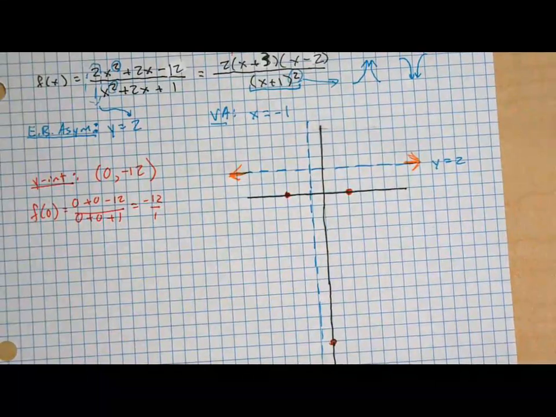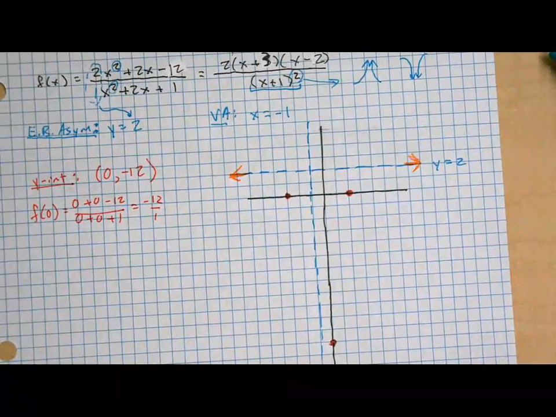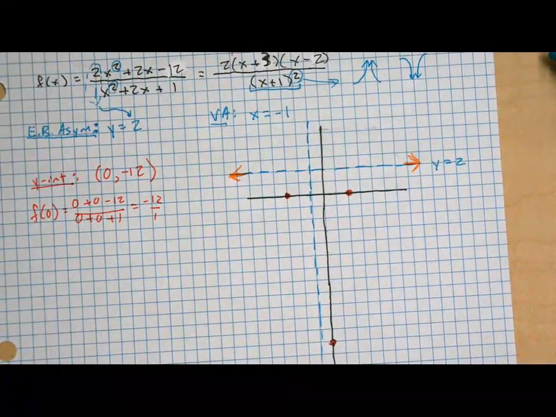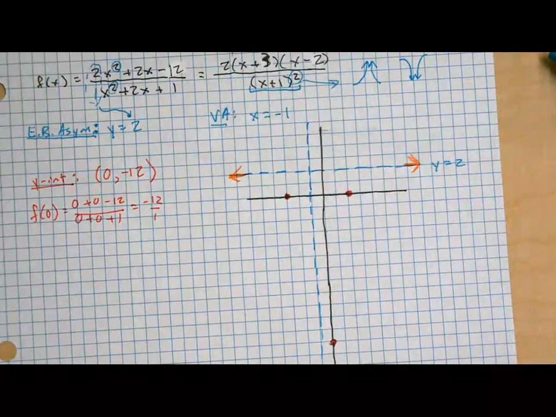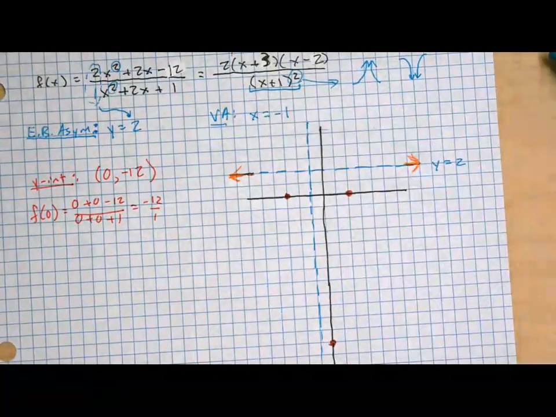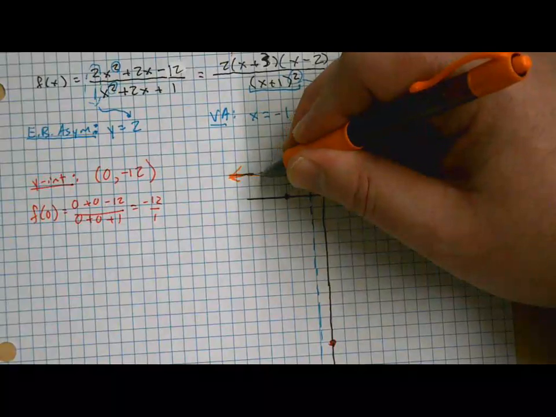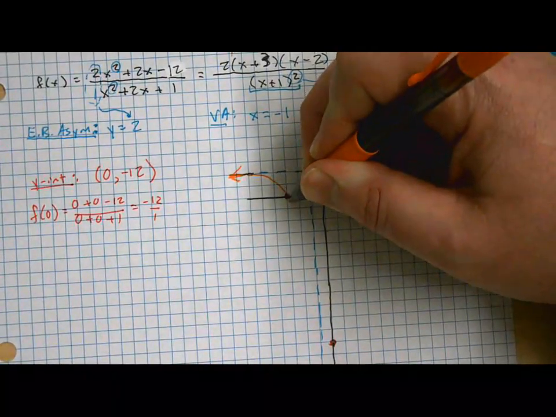So I think we're ready to graph this thing. You guys want to start on the left or the right? Or in the middle? Left. Let's start on the left. So we're at our end behavior here, and we need to come down, and we need to hit the x-axis here. And we said we were going to cross over, so let's cross over.